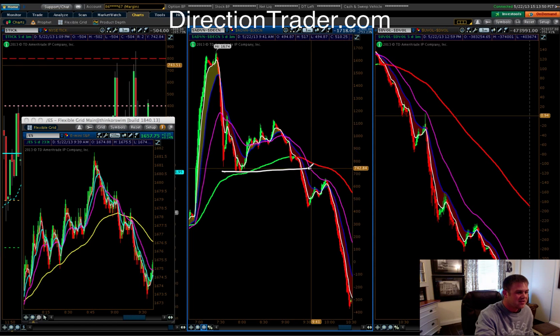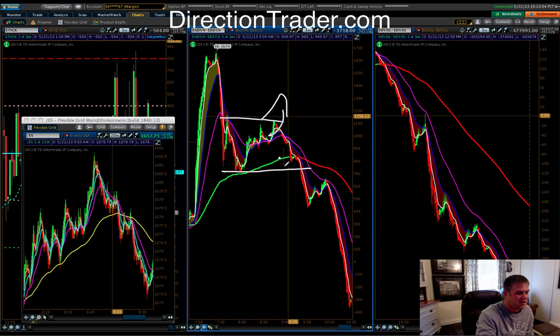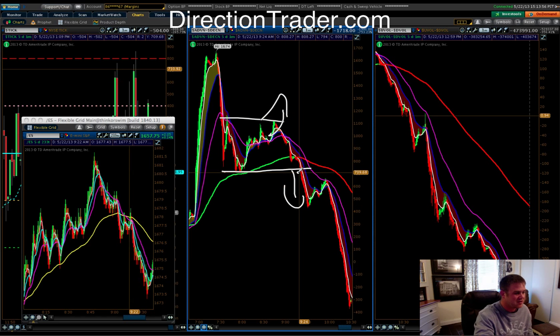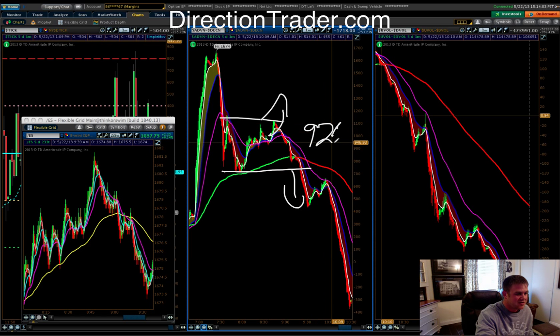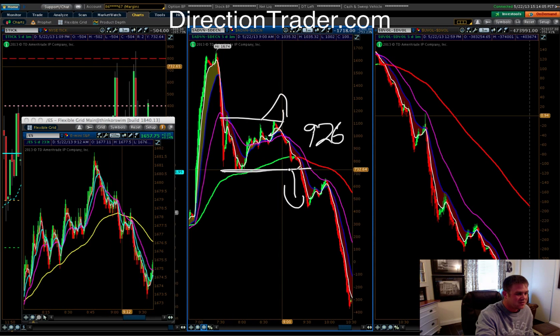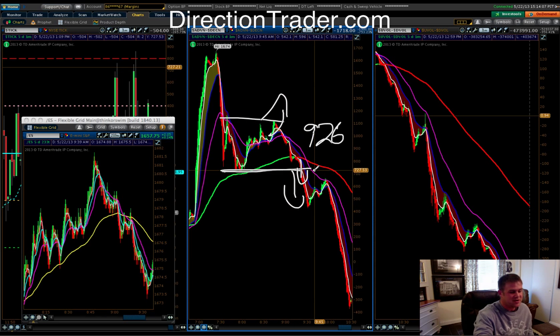You're going to say, hey, there's a break of support right there. Here's a break of resistance. Look to head up and look for the downside if we break this. Look at what happened here. At about 926, you broke this low, and you broke it with some speed here with the advanced decline line. So what's going on here?